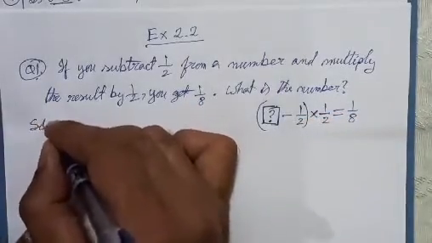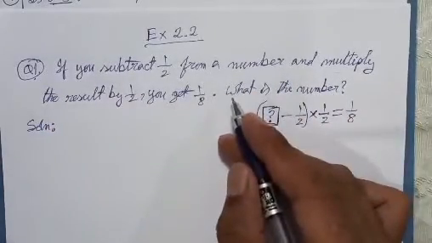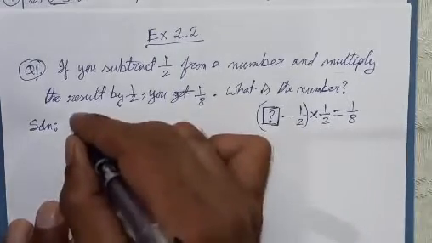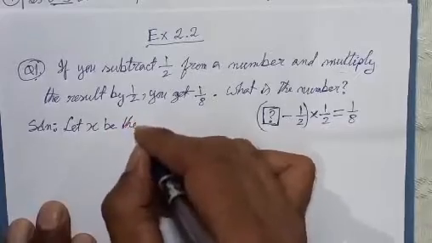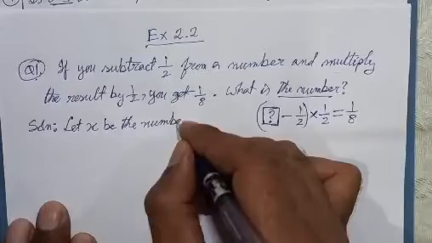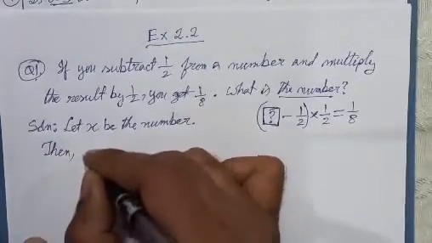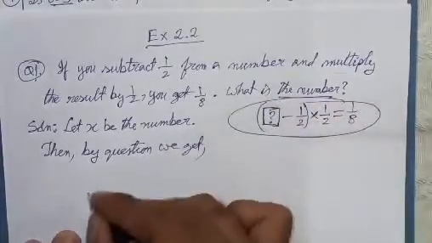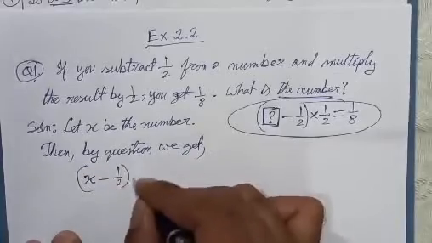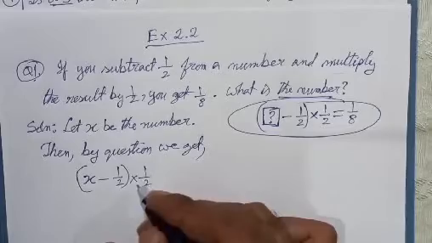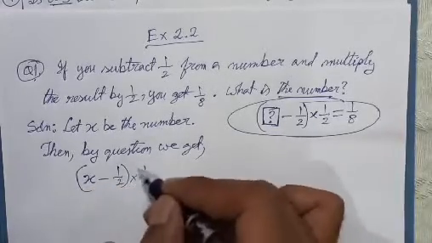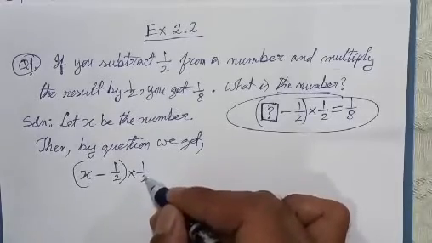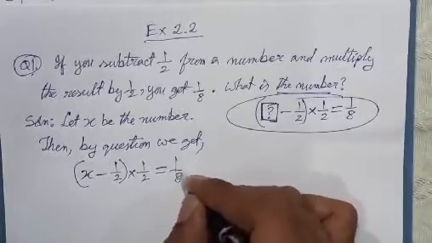Now, solution. Since this is a question of linear equation in one variable, the number we want to find out we are going to take as x. So let x be the number. Then by the question, we write x minus 1 by 2, and this is multiplied by half, this 1 by 2. We can write this half on this side or this side, same. Multiplying this given number by half is equal to 1 by 8. Now we have to find this x.